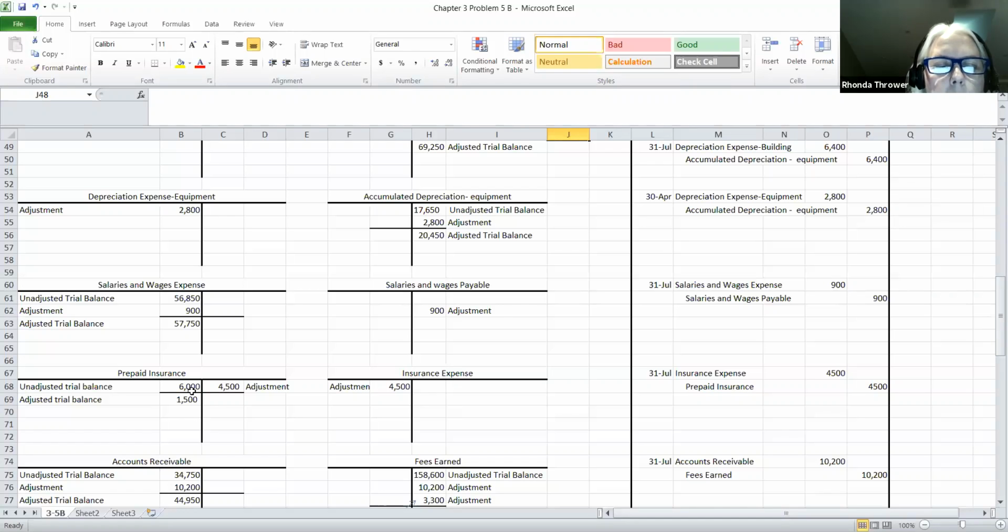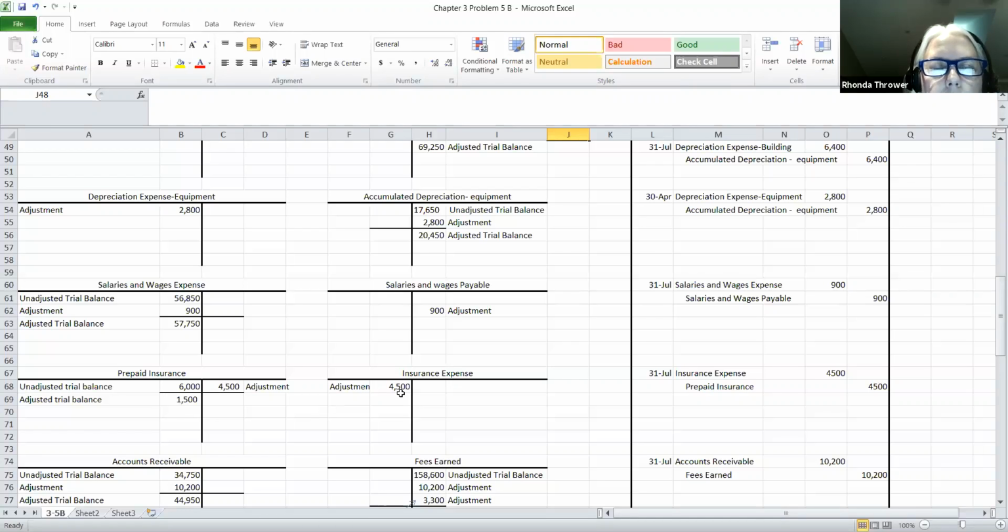Because our prepaid insurance had a balance before the adjustment of $6,000, if I reduce my prepaid insurance account, which is an asset account, by $4,500, the remaining balance is $1,500. That $1,500 is what would end up on my financial statement, the balance sheet, as the amount of prepaid insurance.